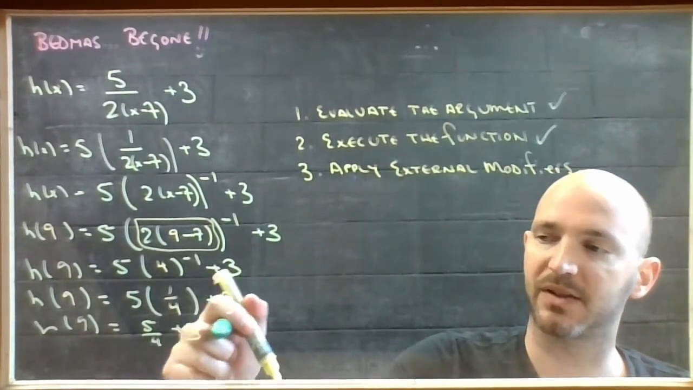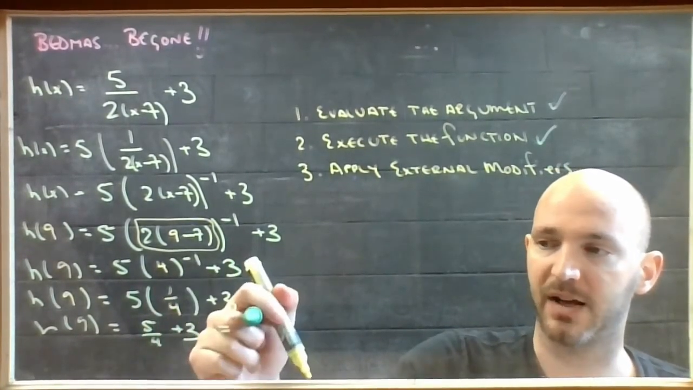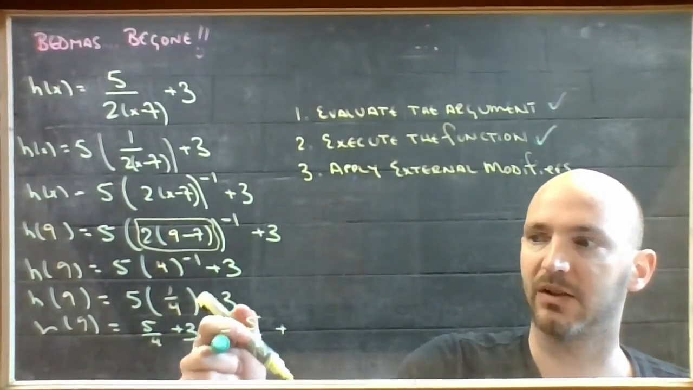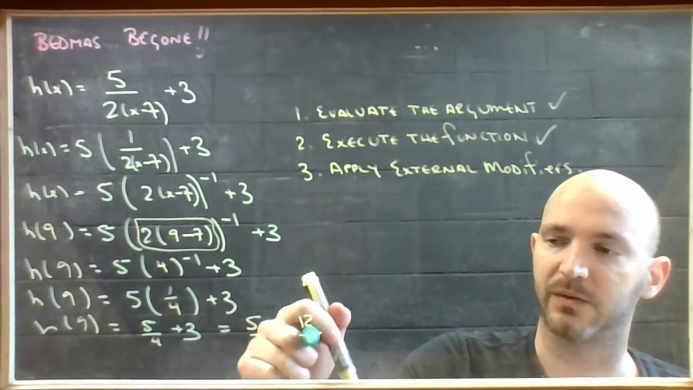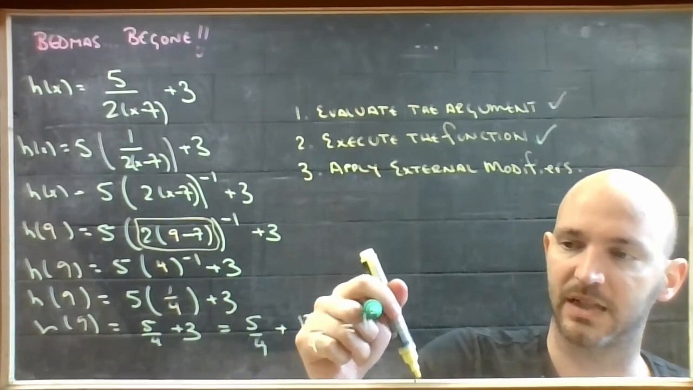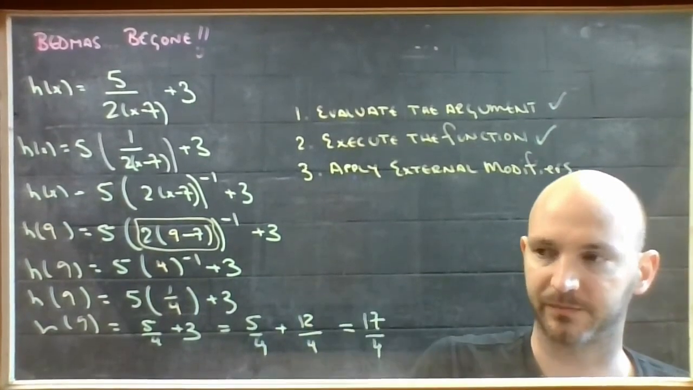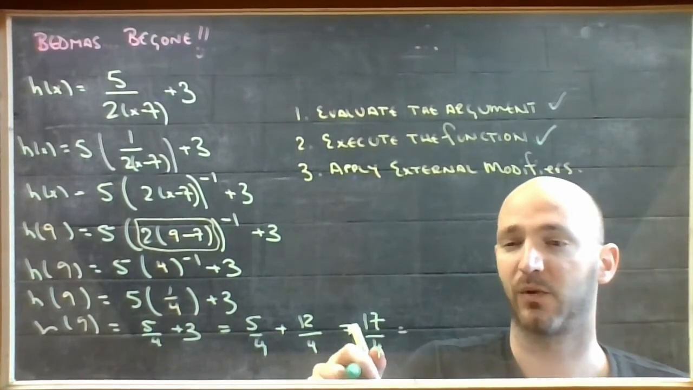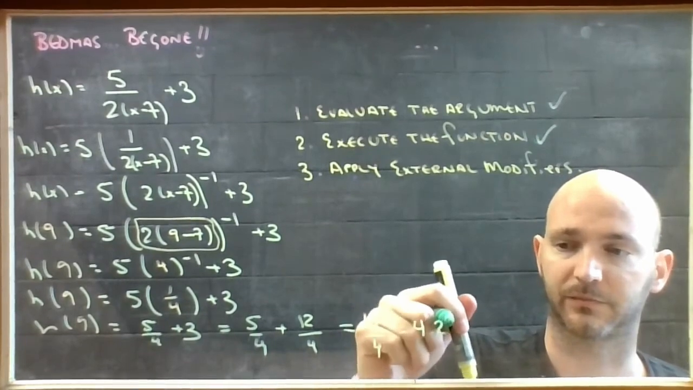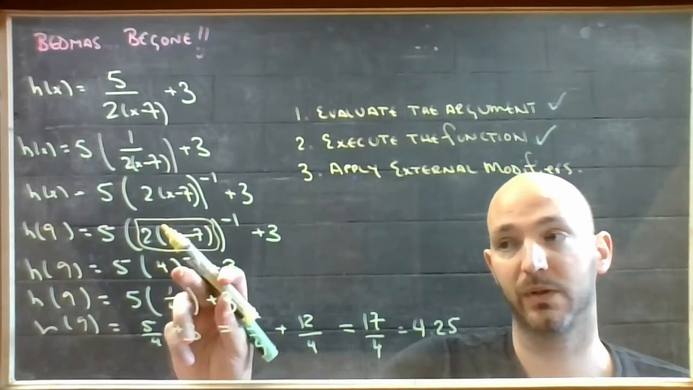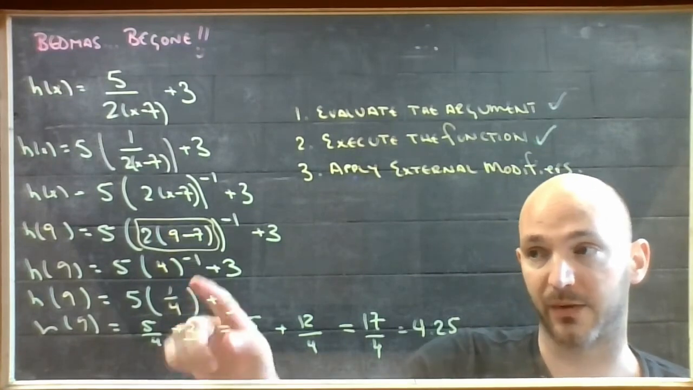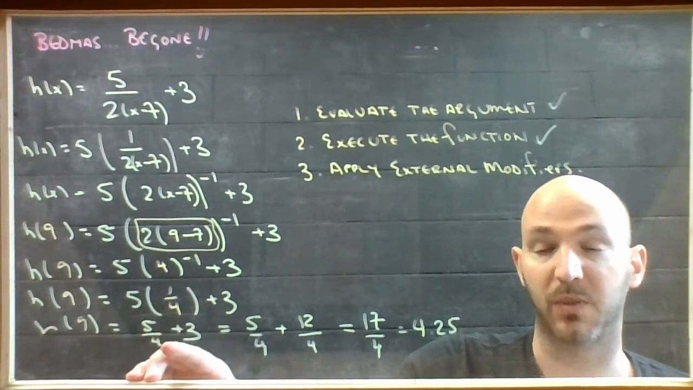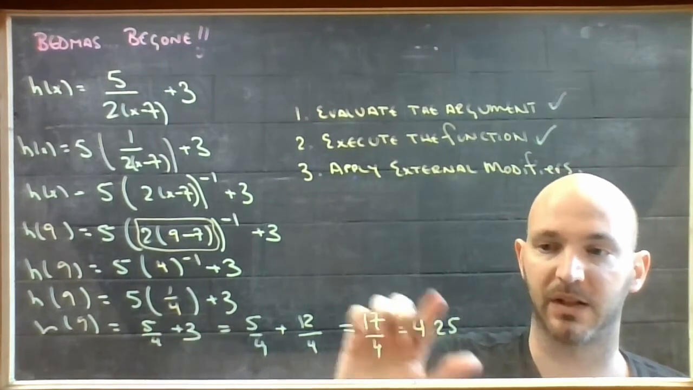And 5/4 plus 3, I will need a common denominator. So 5/4 plus 3, there's 4 quarters in each, and there's 3 of them. That means a total of 12, which gives me 17 quarters. And 17 quarters is 4.25. So if you use the -1 button on there and rendered this as 0.25, 0.25 times 5 gives you 1.25, and 1.25 plus 3 gives you 4.25.